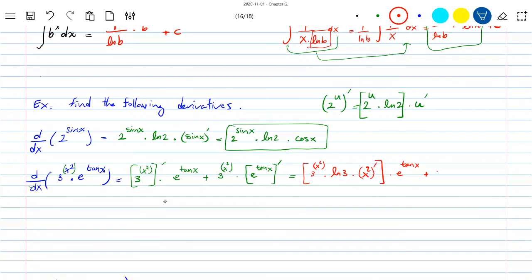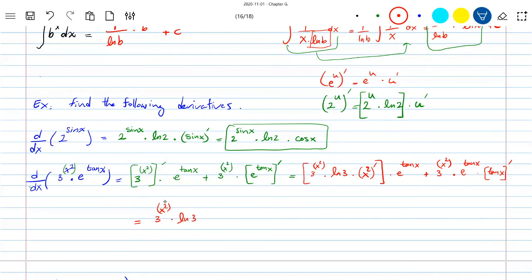Plus 3 to the x squared multiplied by e to the tangent x derivative. It will be e to the tangent x. The derivative of e to the u was e to the u. ln of e, we don't need that. You don't need ln e because this is simply 1. So it would be e to the u times u prime, times the tangent x derivative.